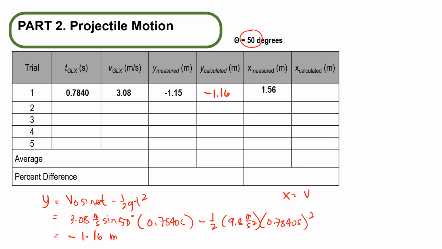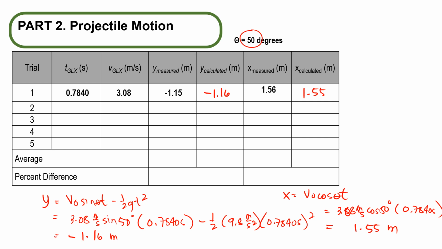Now let us compute for the x calculated. x is equal to the initial velocity multiplied by cosine theta multiplied by t. So the initial velocity is again 3.08 meters per second multiplied by cosine of the angle, which is 50 degrees, and then that is to be multiplied by the given time, 0.7840 seconds. So x calculated is equal to 3.08 cosine 50 multiplied by 0.7840. So the answer here is 1.55 meters. So this is the value of the x calculated.